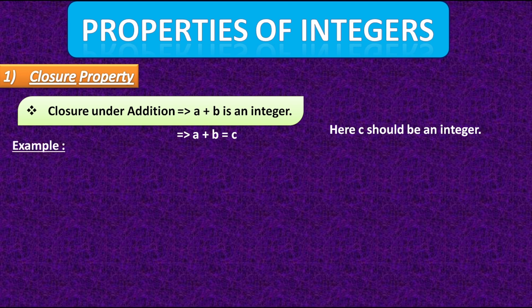Here I am taking the value of a as 5 and b as -3. Let's add these two integers and check what the answer is. So, 5 plus -3. Now I think you all know the rules for the addition of integers. If you don't know, you can go through my video where I explained how to add, subtract, multiply and divide integers. I'll give you the link of that video in the description.